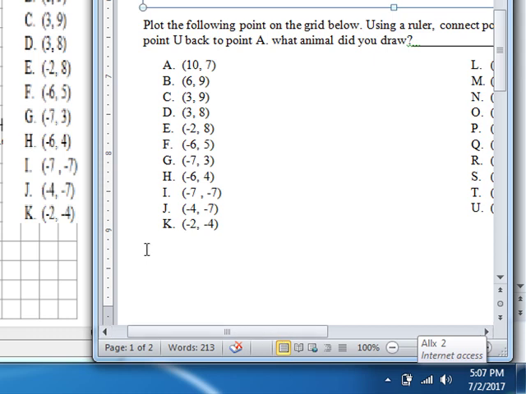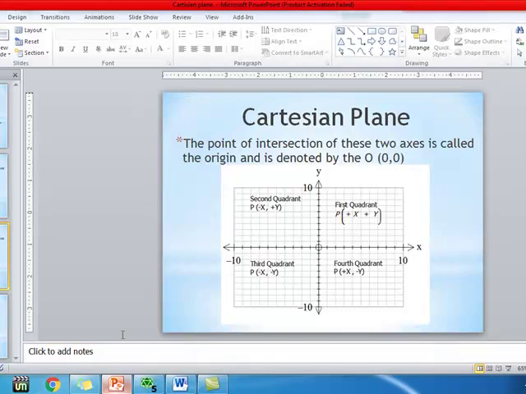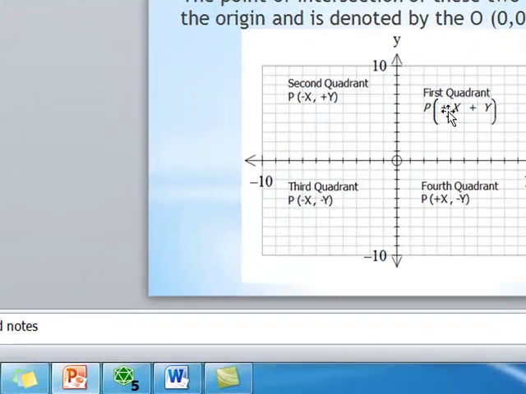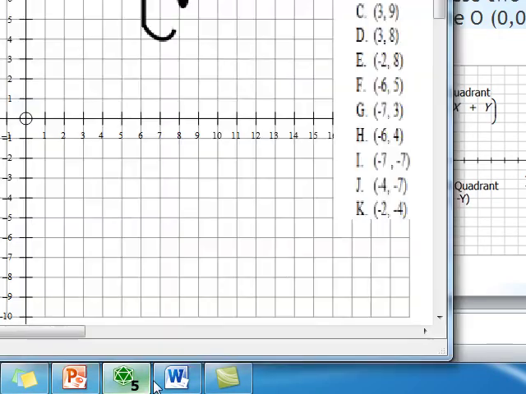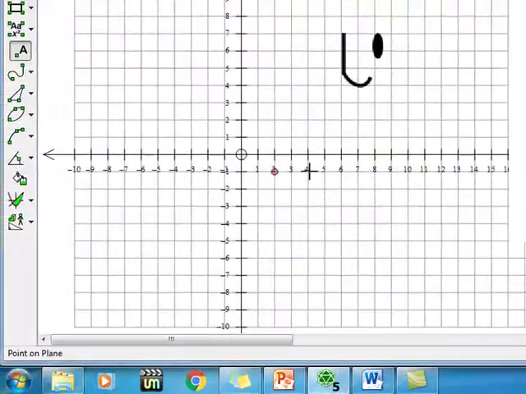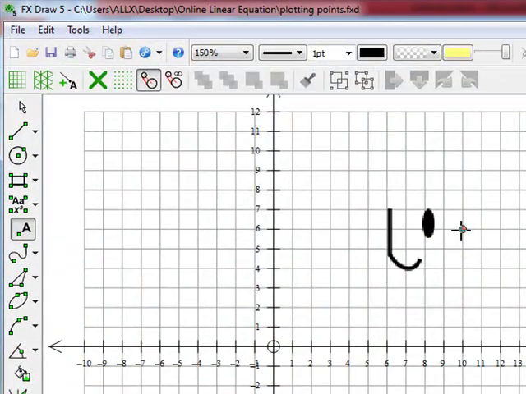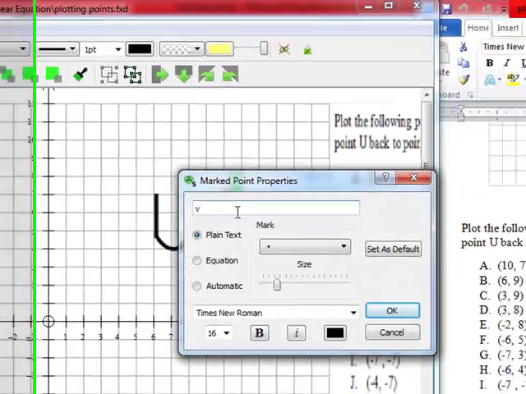So let's plot points. Now notice point A. Point A is (10, 7). Now, if you remember, in which quadrant would this fall? This would be quadrant 1. Positive number, positive number. Notice why it falls in quadrant 1. (10, 7). Here. That is A.